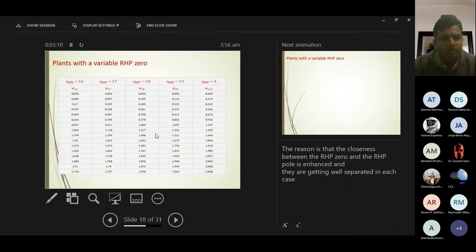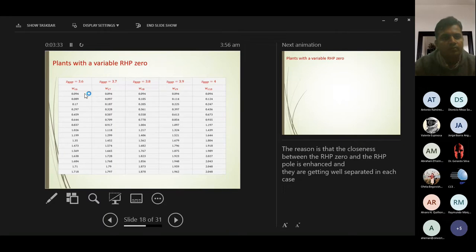Similarly, an opposite behavior was observed when a right half plane zero was considered. When the right half plane zero moves away in the right hand direction of the S plane, increasing from 3.6 to the value of 4, the controllability characteristic is going to be improved.